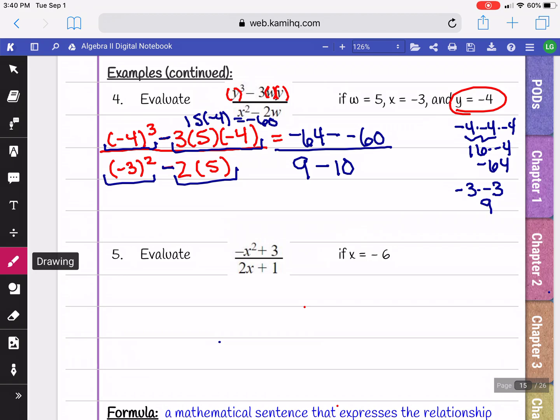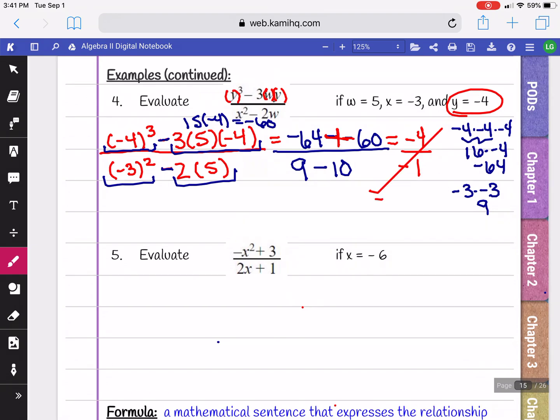Now here, if you look at your numerator, we have minus a negative. Anytime you have minus a negative next to each other and there's no parentheses, you can automatically change that to a plus. So minus negative becomes plus. So it's negative 64 plus 60, which is negative 4. And 9 minus 10 is negative 1. And on your last step, now that you have the numerator and denominator simplified, you would divide. Negative 4 divided by negative 1 is positive 4.